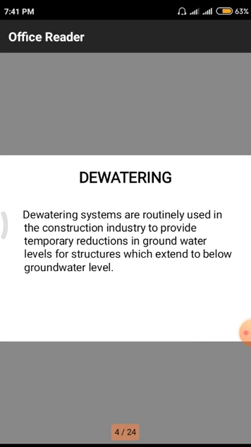After the reduction of groundwater levels for structures which extend below the groundwater, we are totally removing the groundwater, so there may be some reduction of groundwater level. Why? Because we are simply removing the water present in the soil, so there is no storage of groundwater. In different areas we are digging a huge number of boreholes and simply drawing the water from the boreholes, so there will be no recharge.